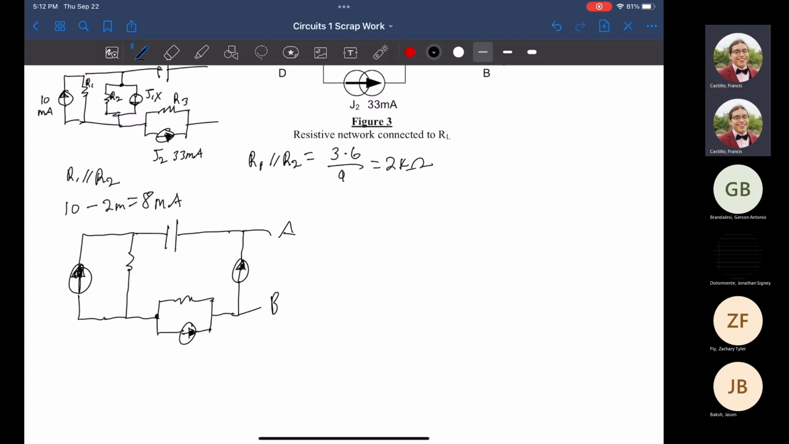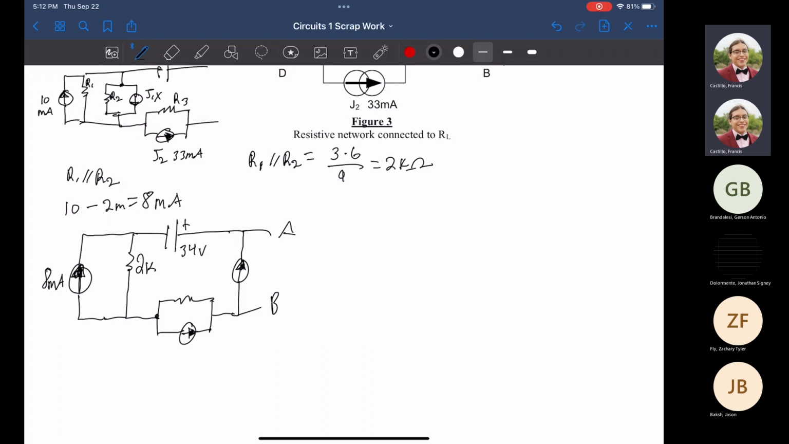So we know earlier 10 minus 2, it's 8 milliamps. So here's where the 8 milliamps would go. R1 and R2 got combined in parallel for 2k ohms. So that is left. And then we're going to go ahead and fill in the other bits and pieces.